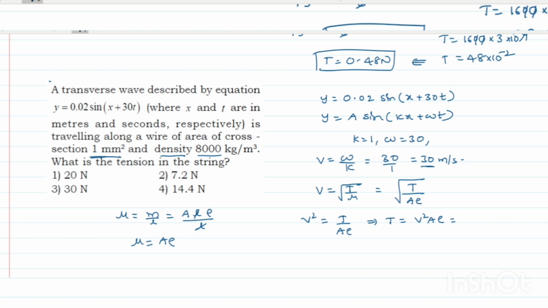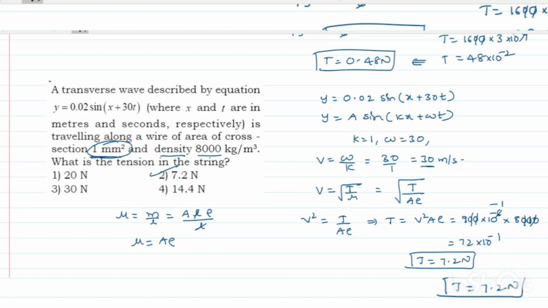The V value we calculated is 30 whole square, which means 900, into the area, which is given as 1 millimeter square. Convert that into meter square, which is 10 power minus 6 meter square, into 8000 kg per meter cube. Taking the zeros, it becomes 10 power minus 1. 9 into 8 gives 72, so 72 into 10 power minus 1. The tensional force is 7.2 Newton. This is the correct answer.